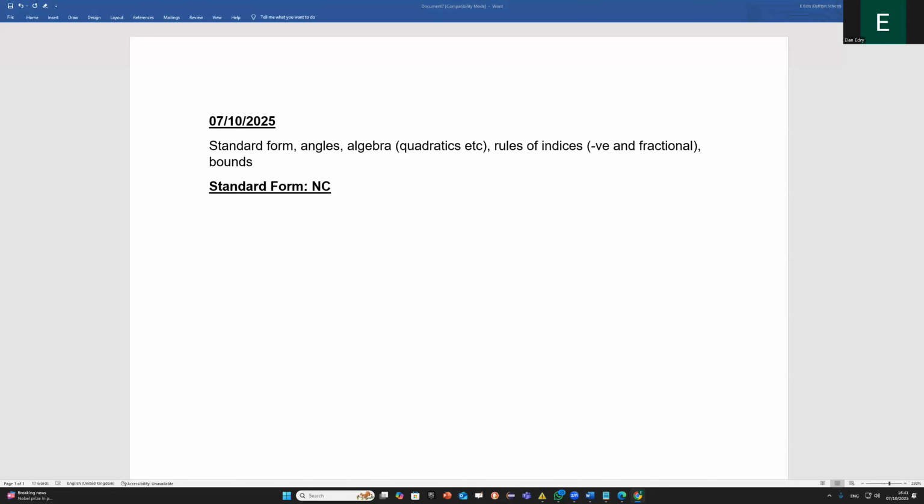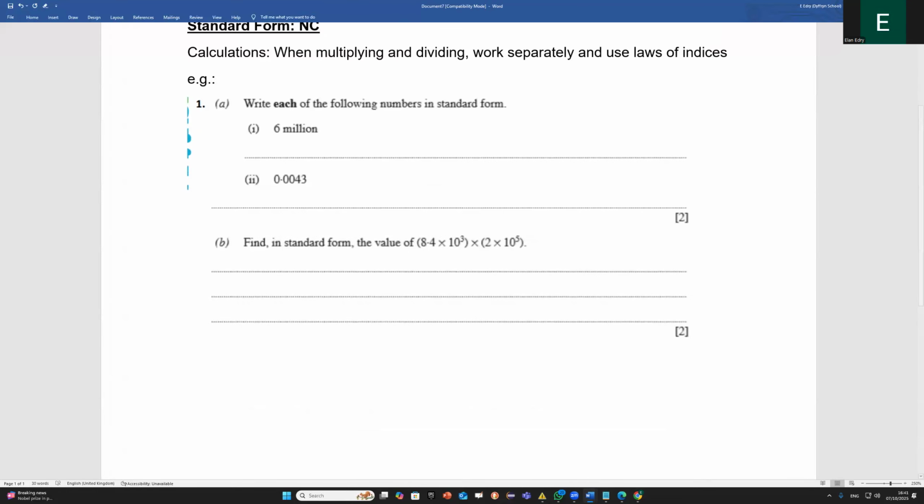So with standard form, let's look at calculations. With standard form calculations, I would say when multiplying and dividing, we work separately and use laws of indices. These are all calculator questions actually. We'll start with a times question. Let's have a look at this question. So say we've got this question here. I'll put these questions into the chat as well, so you can have the link for later on.